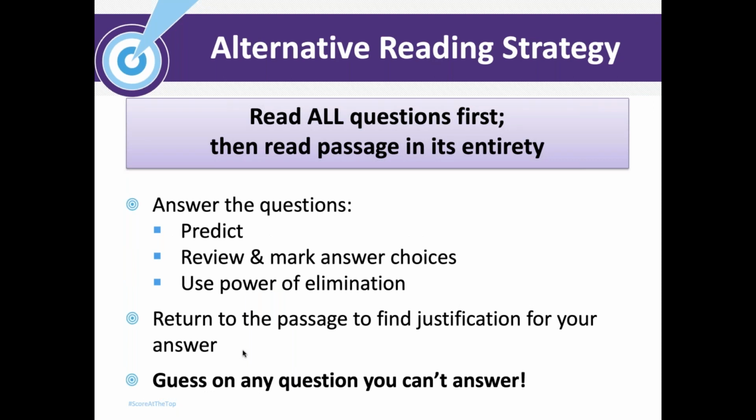And then you'll follow the same strategies that you did with the other sorts of questions: predict, review and mark answer choices, and use power of elimination. Return to the passage to find justification for your answer, and then guess on any questions that you cannot answer.